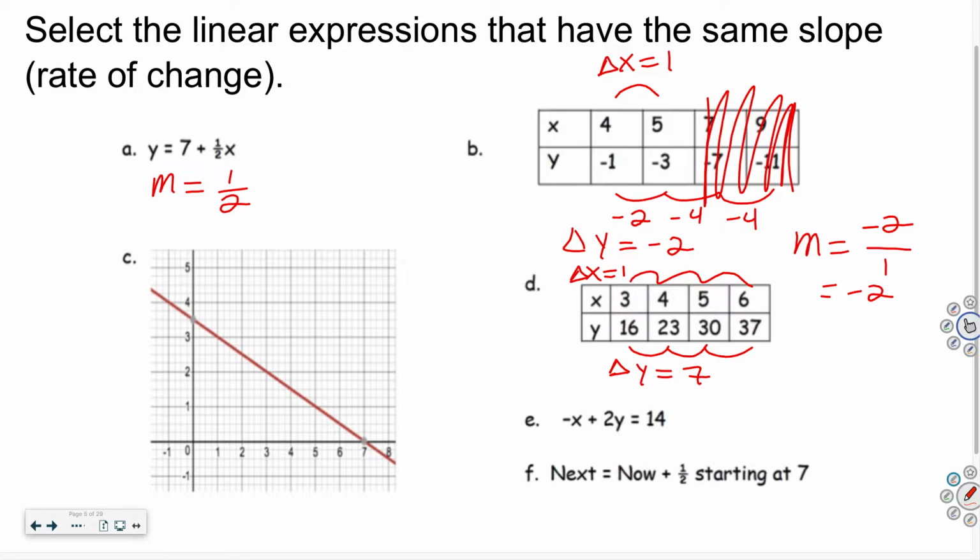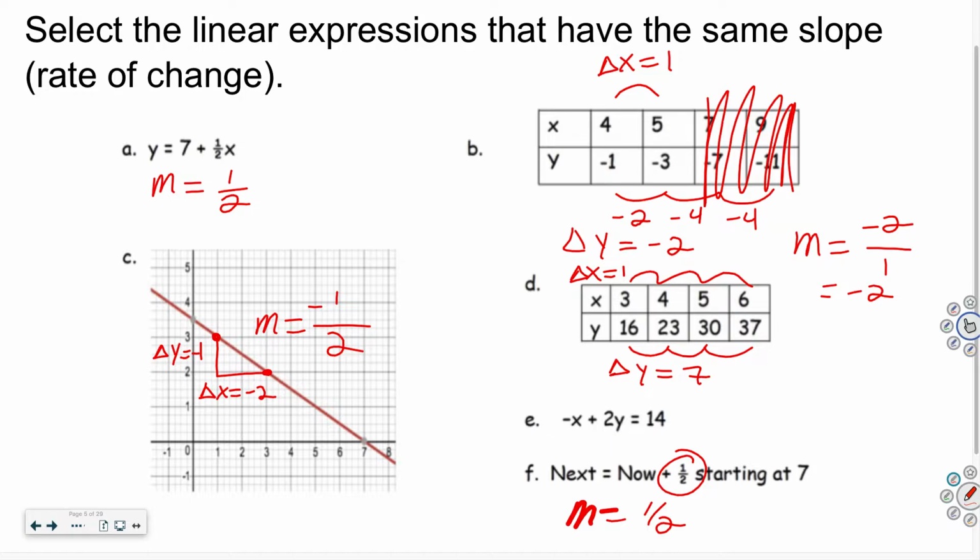Looking at C first. We have a nice clean point here at 3, and another clean point here at 2. So this is going down 1 to the right 2. Our change in y equals -1, change in x equals 2. So here m equals -1/2. For F, it's going to be super easy because this is the slope here. That's 1/2. So m equals 1/2 for F.